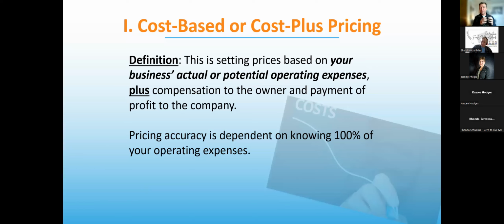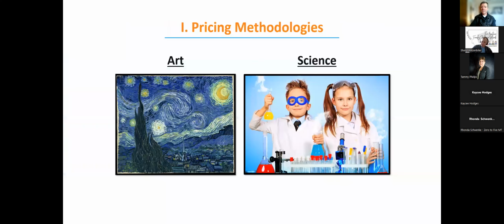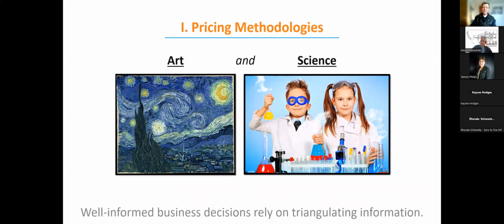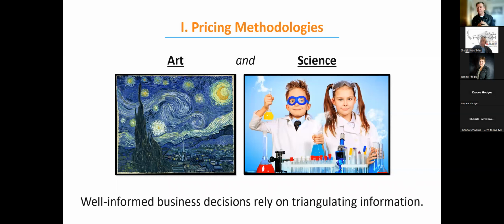Pricing accuracy here depends on knowing 100% of your operating costs. And I would argue that using all three provides some methodology for science and calculation. And then we're also kind of artfully calculating this here too. So this is both art and science. The exercise of pricing accuracy is both art and science, because well-informed business decisions rely on triangulation of information.